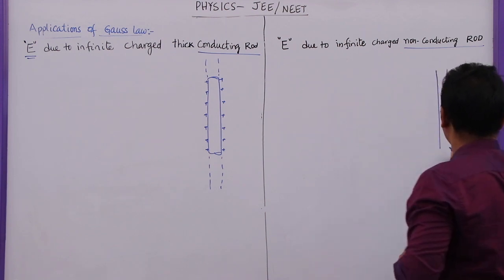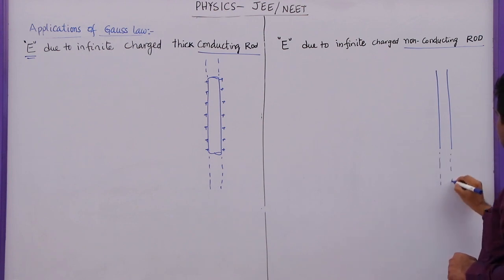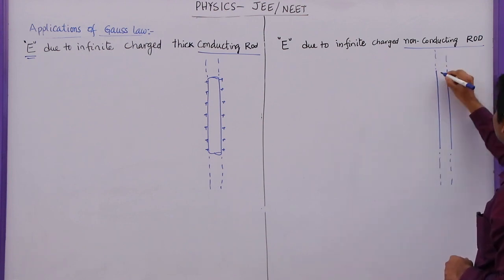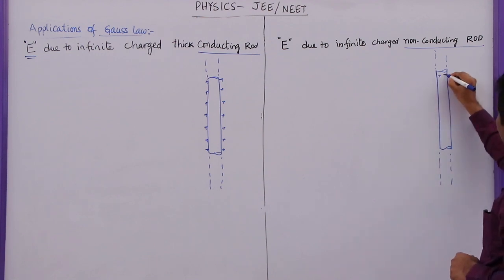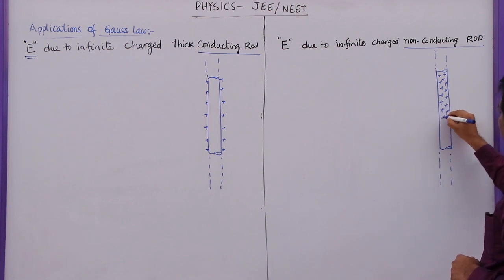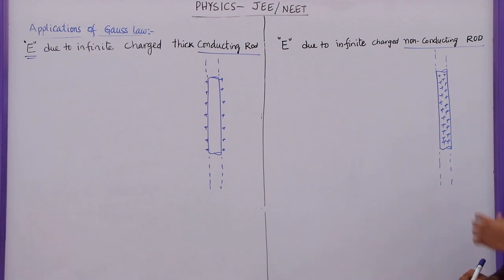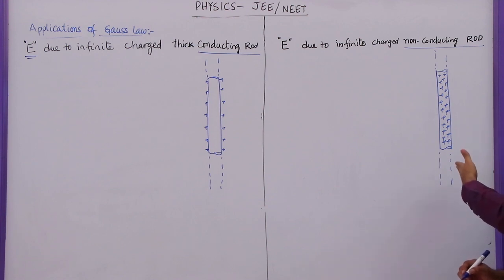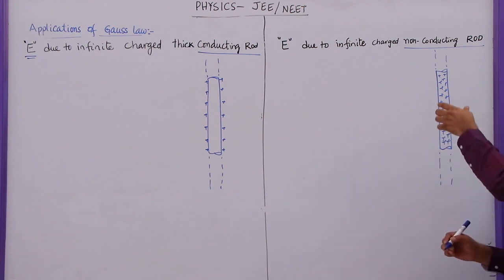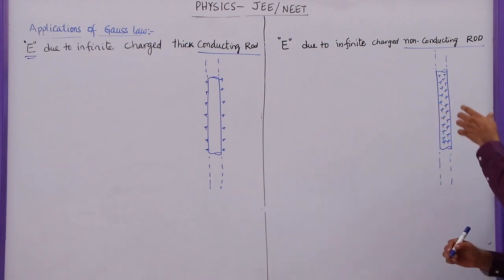if it is charged, now the charge will spread throughout its volume. Distribution will take place throughout the volume like this. So this is the main difference between the conducting rod and a non-conducting rod. So this is an insulator. Let us say one wooden rod or one glass rod or one rubber.